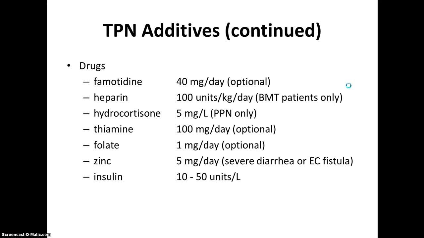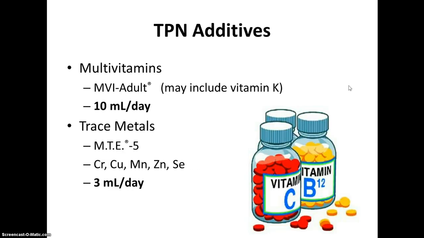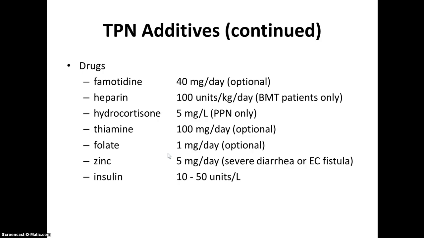Then if somebody has a history of alcoholism or maybe they're critically ill, we typically supplement their thiamine and folate, as you can see there. And people with diarrhea or fistulas can lose a lot of zinc, so it's common for us to supplement that with an extra 5 milligrams a day. That zinc supplement would be on top of, going back one slide, the zinc that is in the trace metals, which is only about, I think, 1 to 3 milligrams. So a little extra zinc for those folks.